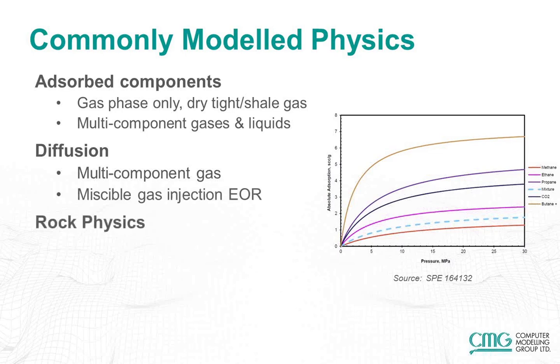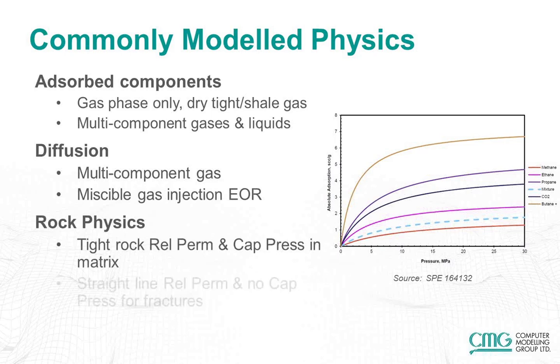When looking at the rock physics, we would want to account for things such as our relative permeability and capillary pressure. And we may also have different behavior between our matrix and our fractures. So within the tight rock, we may have one set of relative permeability curves and capillary pressure. However, when we look at the fractures, we may have more straight line relative permeability curves with little or no capillary pressure effects. So within the simulation model, we can account for both of these types of behaviors simultaneously.